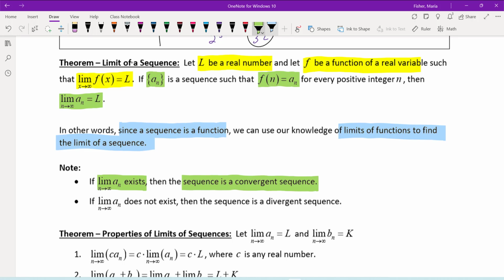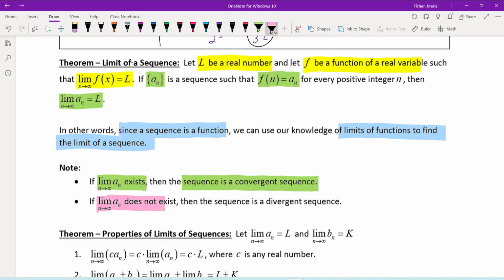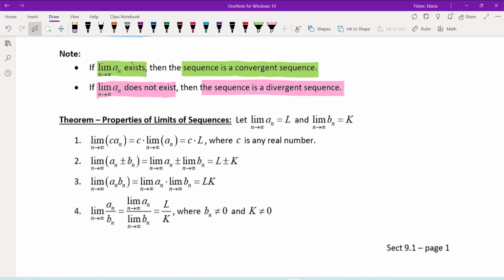If the limit does not exist, so if you end up with positive or negative infinity, or just does not exist, then your sequence is a divergent sequence. So you're not trying to approach a number. Maybe you're just oscillating between two numbers or just increasing or decreasing without bound. Let's review some properties of limits of sequences before we look at examples where we determine if a sequence converges or diverges.